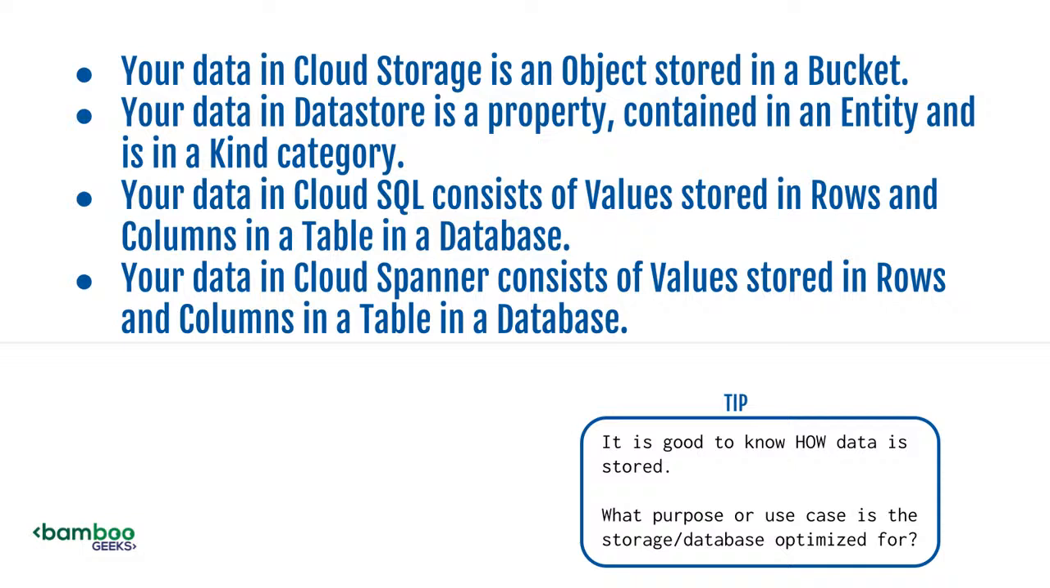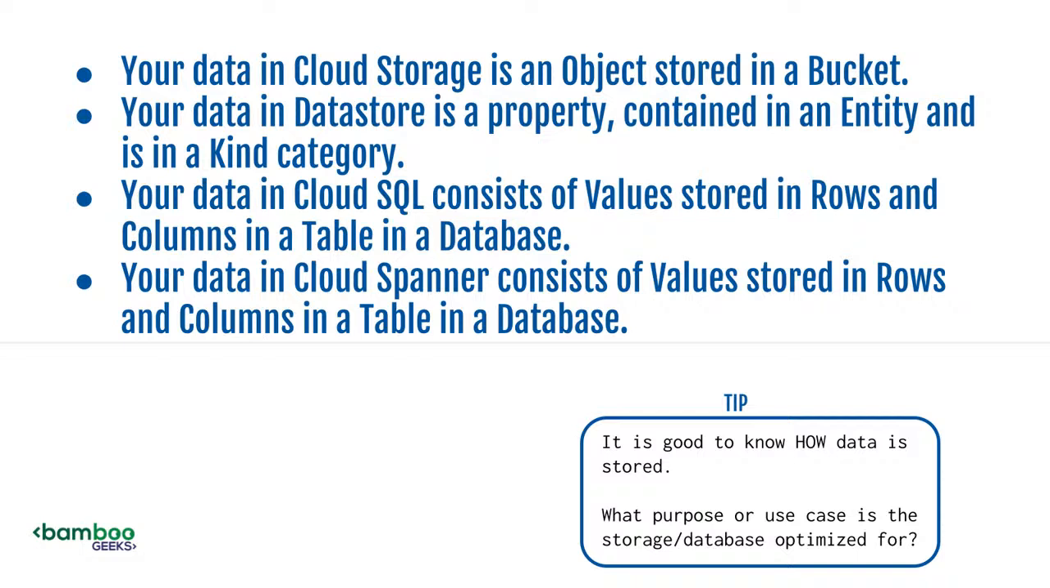If your data is in Cloud SQL or in Cloud Spanner, meaning your data is in MySQL or in Postgres or in SQL Server, it's going to be stored in a value way. So we have rows, we have columns, then we have values. Rows and columns are known for relational databases, which are like Cloud SQL, Postgres, MySQL or SQL Server. Just a very quick tip.